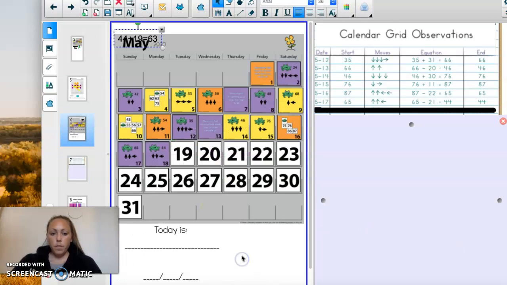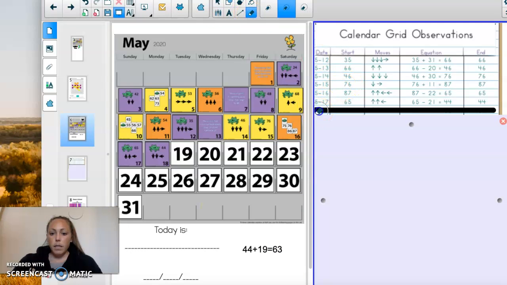Okay, now we have our calendar grid observations, and we know that today's date is indeed May 18th. We know that today we started at this number, 44. And let's see, remember Tad took 2 hops down and 1 hop to the left. Our equation that we worked on together is 44 plus 19 equals 63. Hey, we did it! And he ended on this number, 63.